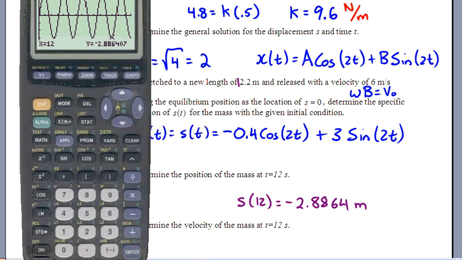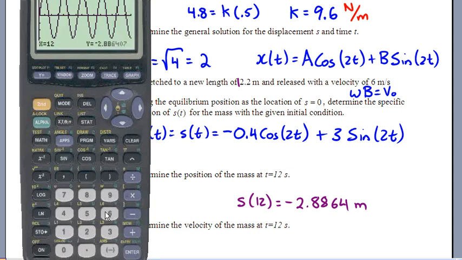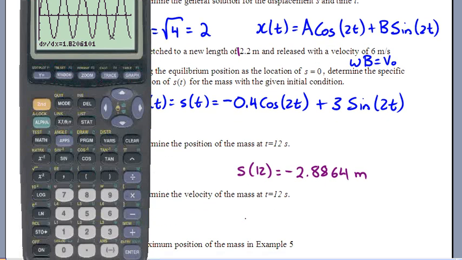What about the velocity at time 12? Well, just looking at the graph there, it looks like it's starting to go back uphill. Let's find out for sure. So I can calculate number 6, do a derivative at time 12. Yep, we're going back uphill. Not super fast though. So the S prime, the velocity at 12, is 1.8206 meters per second.